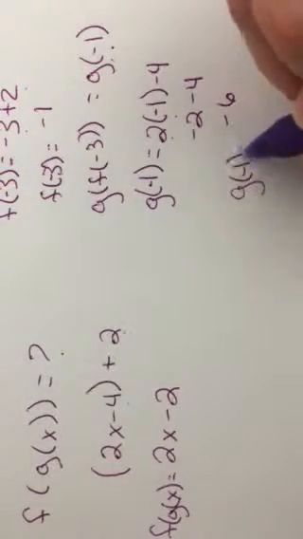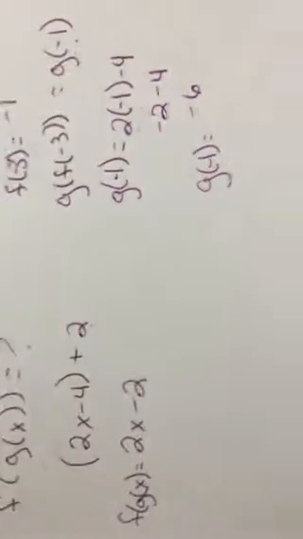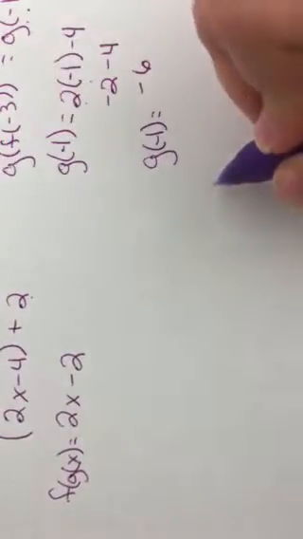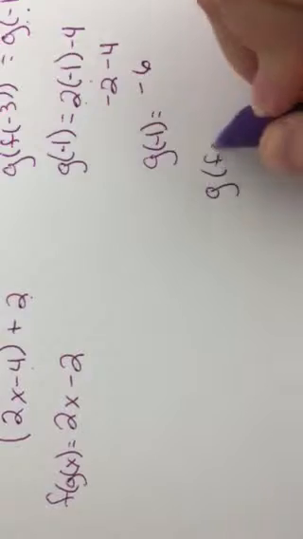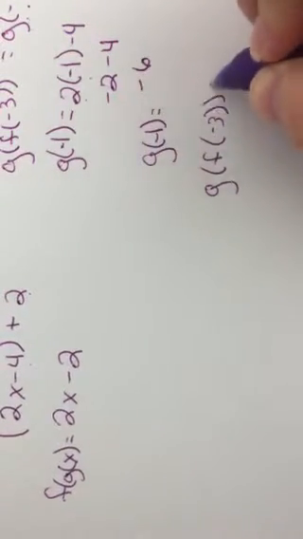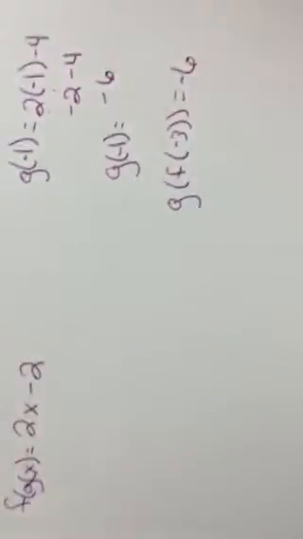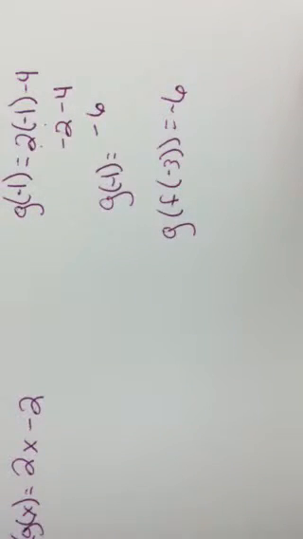So g of negative 1 equals negative 6, which tells us that, if we go back to the original, g of f of negative 3 equals negative 6. That's composition functions, y'all.